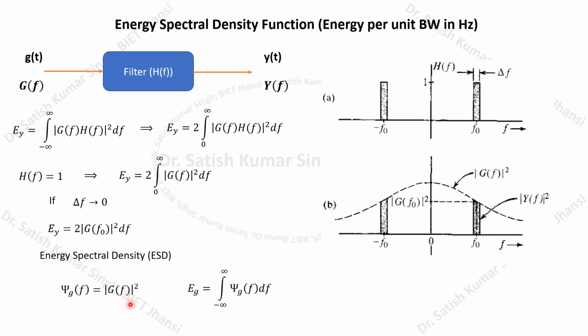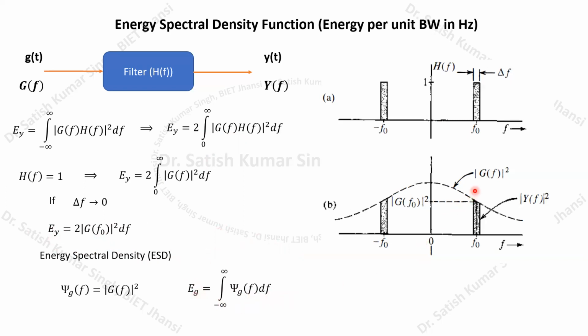And therefore, if you wish to represent it using this energy spectral density, then the energy can be represented as Eg equals the integral from minus infinity to infinity of psi g(f) df. It means that if you know this psi g(f), this energy spectral density function, then if you integrate it over the range in which this product coexists, you will be able to calculate the total energy. So this simple formula, you have to remember.